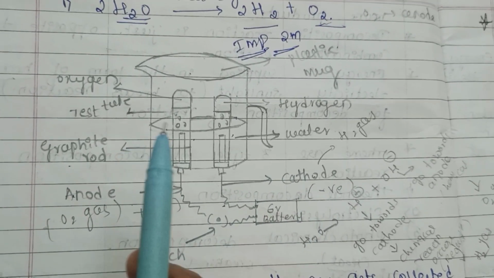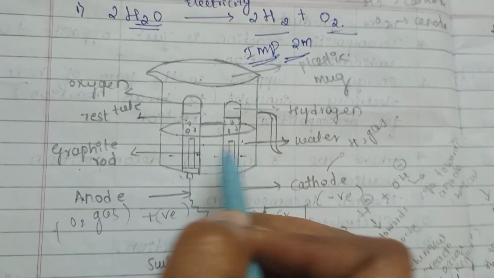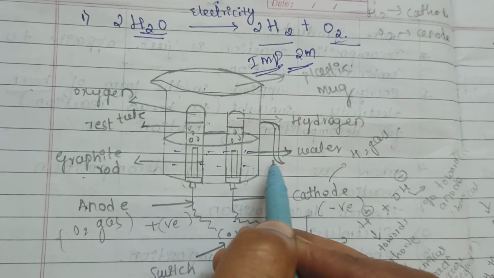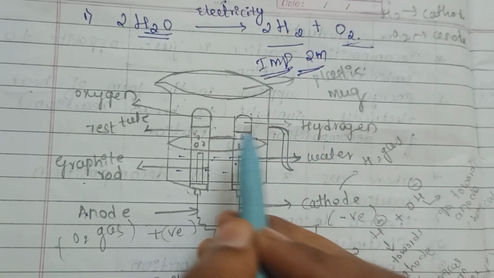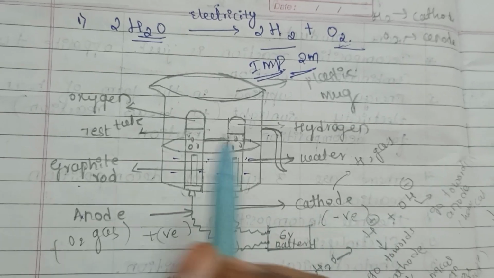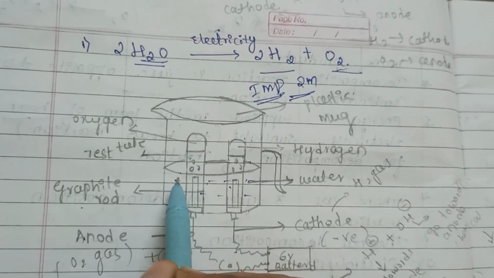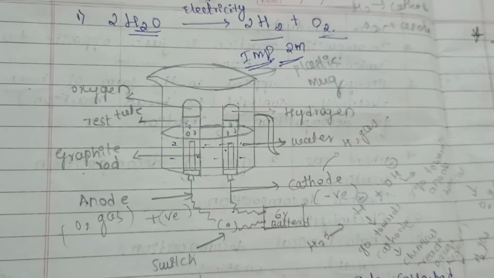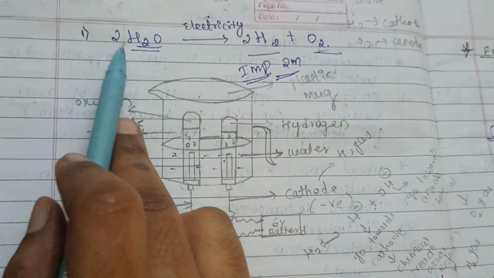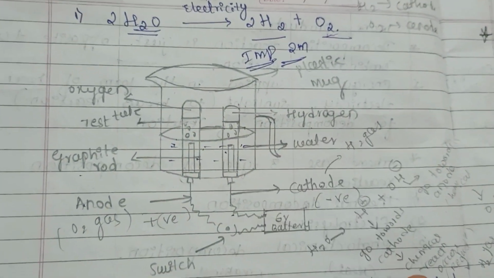Whenever we pass the electricity, here in between we are having water. So whenever we pass the electricity, the hydrogen will come at the cathode, and oxygen will come at the anode side. This is how the reaction is done in electrolysis. So by using electrolysis, H2O will be converted into H2 molecules and O2 molecules.